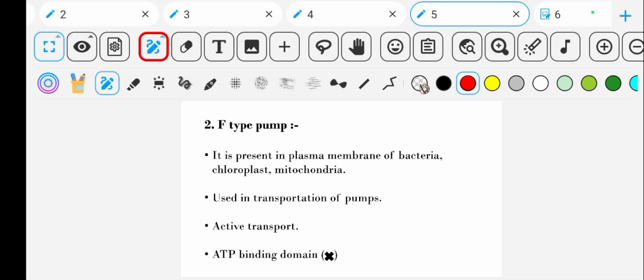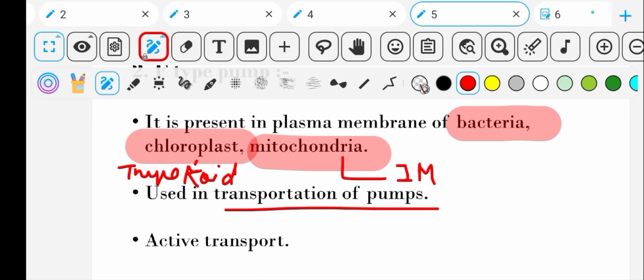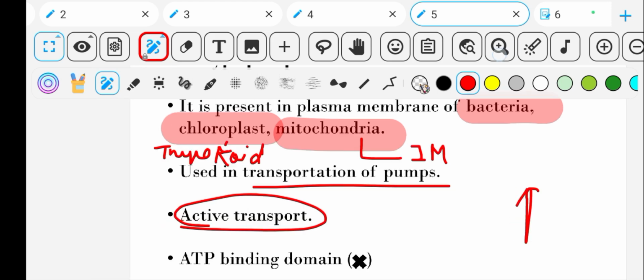Then moving forward to the F-type pump, it is present in the plasma membrane of bacteria, chloroplasts and mitochondria. In chloroplasts, it is present in the thylakoid membrane, and in mitochondria, it is present in the inner membrane. It is used in the transportation of protons, and it is active transport, meaning against the gradient. ATP is used in this as well, and it is not an ATP binding domain.